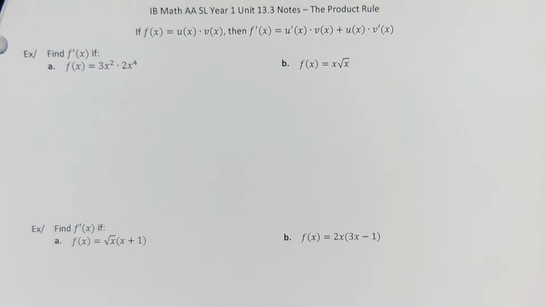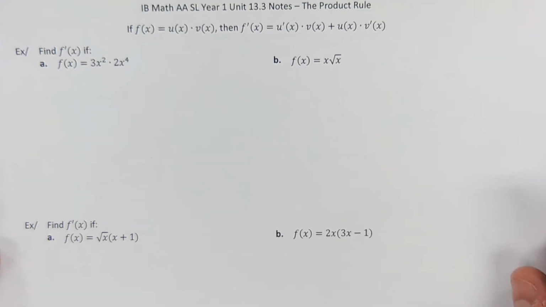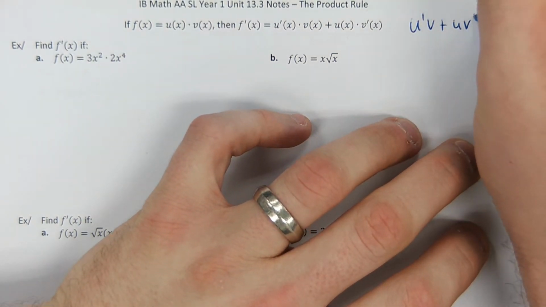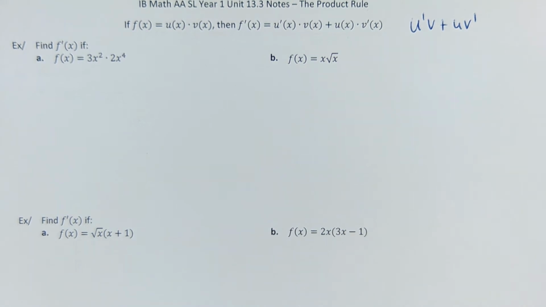And I write it even more shorthand than that. I just write u prime v plus uv prime. I don't even do the of x's. Be aware, the one that's in the reference sheet doesn't use the prime symbols. It uses the du dx symbols. The reference sheet says v times du dx plus u times dv dx, which is confusing. So even though it's in the reference sheet, I suggest you just know it, because the one in the reference sheet is hard to look at.